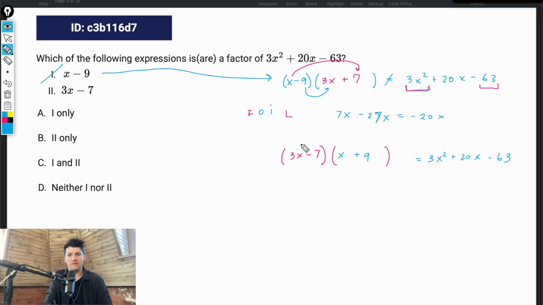3x times positive 9 for positive 27x, and negative 7 times x for negative 7x. And that is equivalent indeed to 20x. Okay, so we got what we wanted. This one works. Roman numeral 2 only.